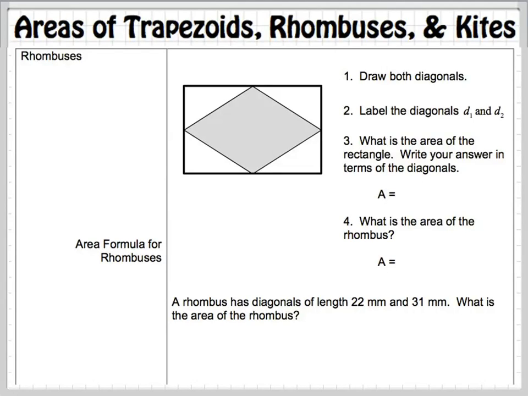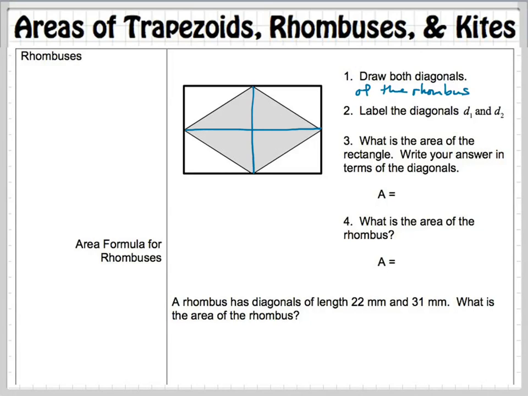Here we go, rhombuses. If you check out this rhombus, it's what you call inscribed in a rectangle. The first thing it says right here is draw diagonals. Draw both diagonals of the rhombus. Actually, it doesn't say of the rhombus, but it should say of the rhombus. So when I draw the diagonals of the rhombus, it looks like this.